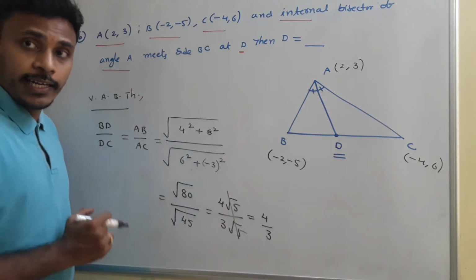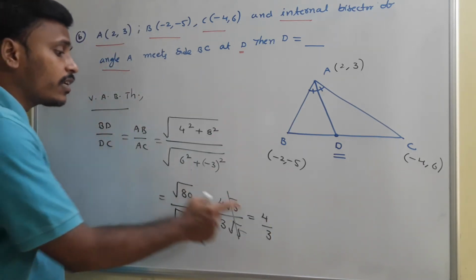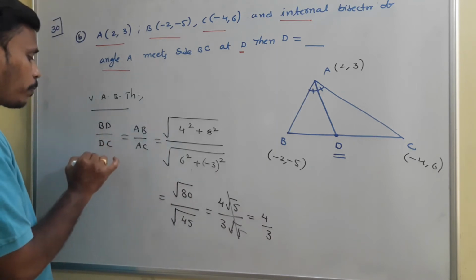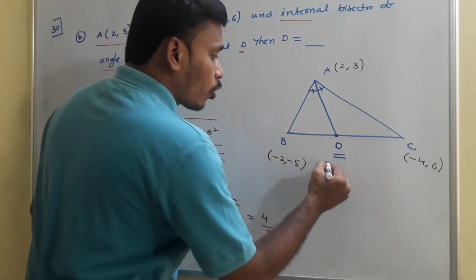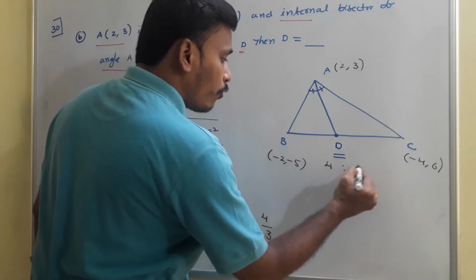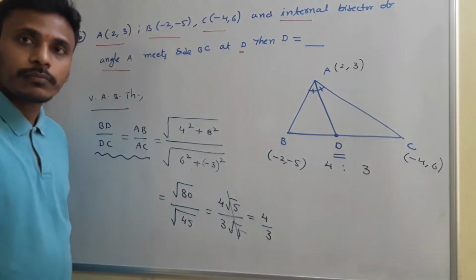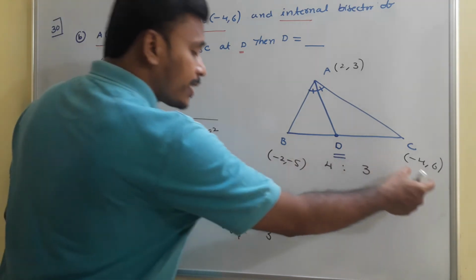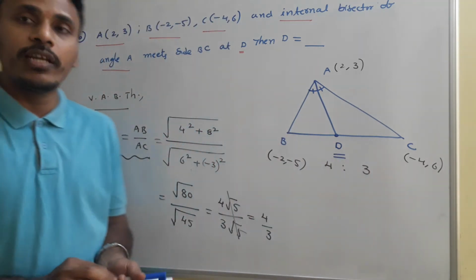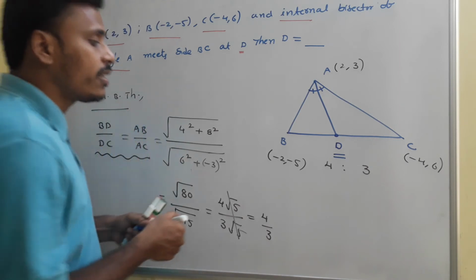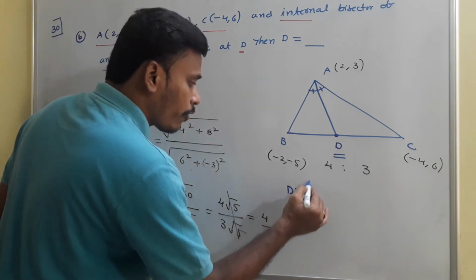So now at the end, this BD by DC is 4 by 3, just by using BD by DC as AB by AC. From there we conclude that this ratio is 4:3. B is known, C is known, ratio is known, then what to say about D? So that D is now found by the section division formula.